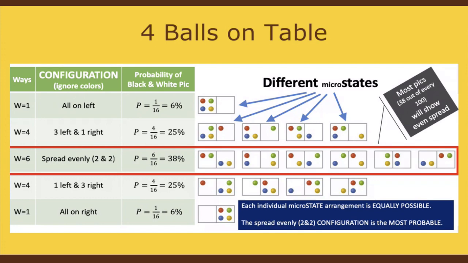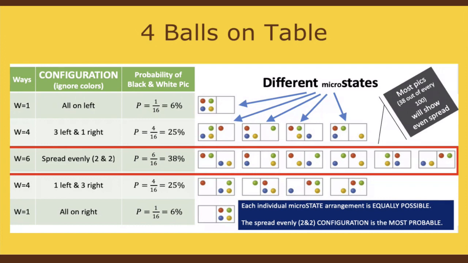And then on the second row down, we see that if we want to say that there's 3 balls on the left and 1 on the right, then one way could be that the balls blue, yellow, and green are on the left, and the red ball is on the right. Another way would be a red, blue, and yellow ball on the left, and a green ball on the right, and so on. And there's 4 different ways that this could happen: 3 balls on the left and 1 on the right.